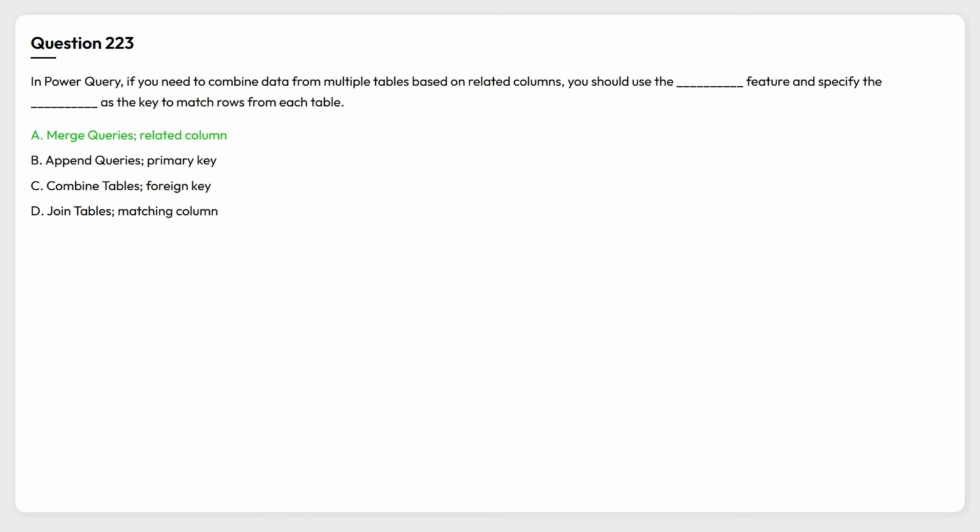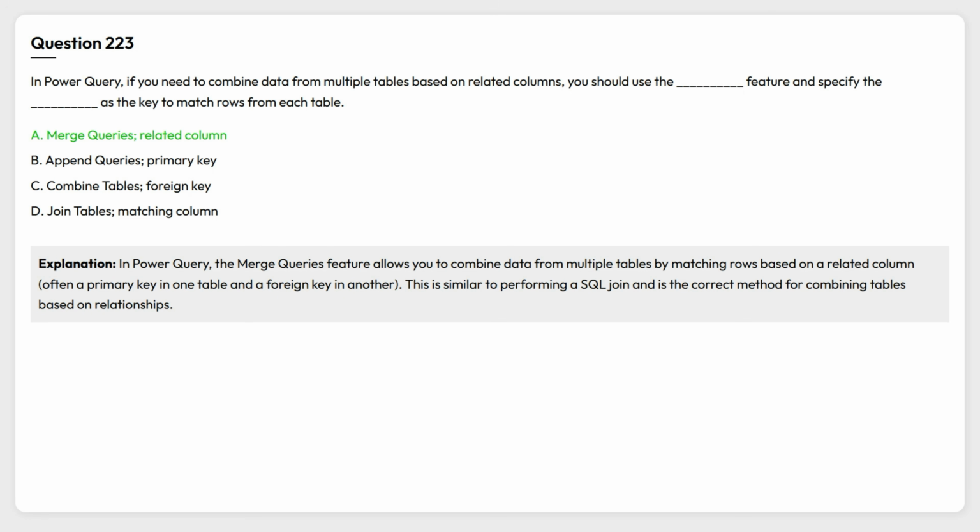The correct answer is option A, merge queries, related column. In Power Query, the merge queries feature allows you to combine data from multiple tables by matching rows based on a related column, often a primary key in one table and a foreign key in another. This is similar to performing a SQL join and is the correct method for combining tables based on relationships.